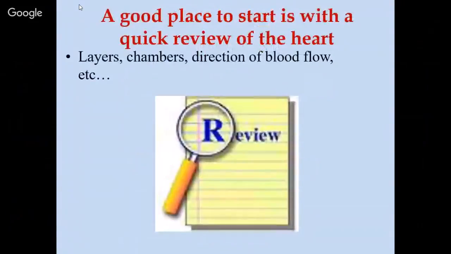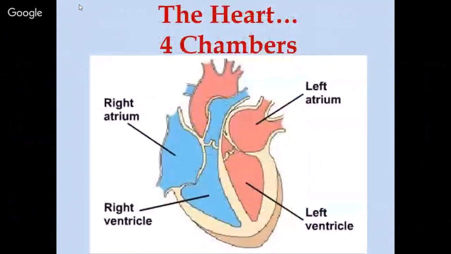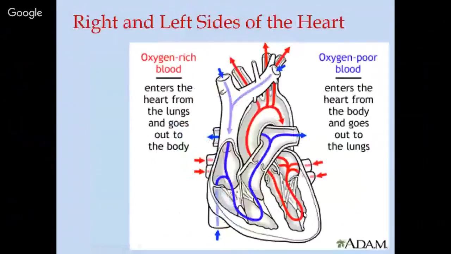So let's review the heart. The heart has 4 chambers. We have the right atria, right ventricle, left atria, left ventricle. Right and left sides of the heart. So you have the oxygen-rich blood.